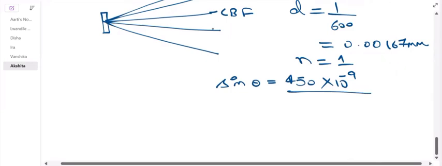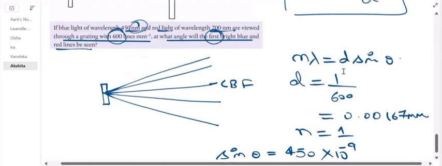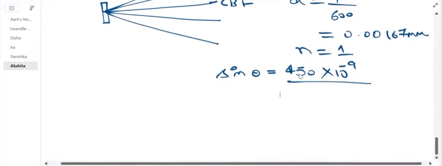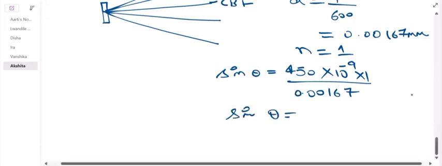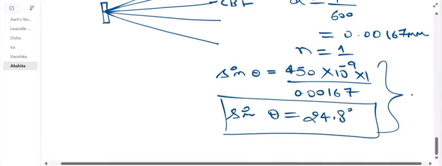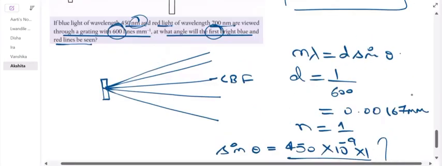So sine theta equals n lambda over d. Correct? Yes, ma'am. So this is lambda, n is 1, multiply it with 1. What is small d? Small d is 0.00167. Now after this we will have the sine theta value. When you solve this, please solve it in your calculator. You will get 24.8 degrees. So first I sorted it for you. Other things you can solve on your own.